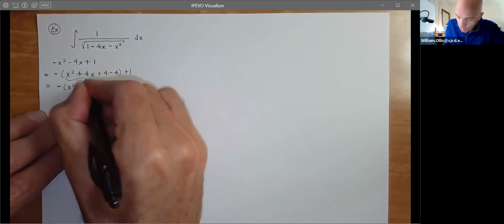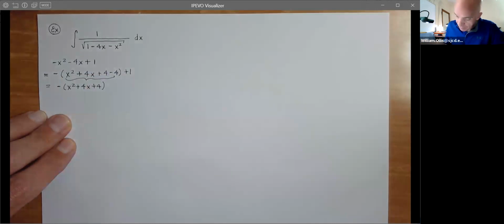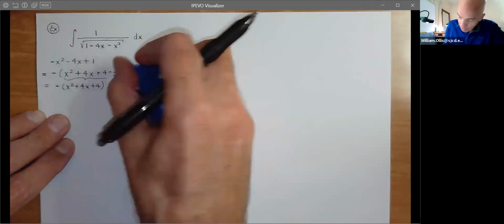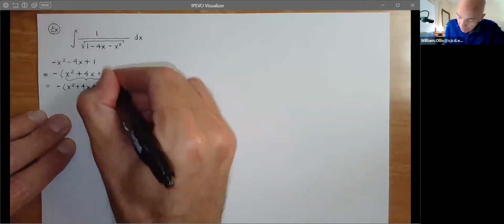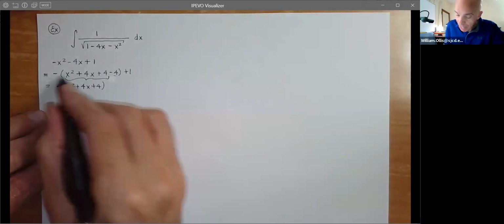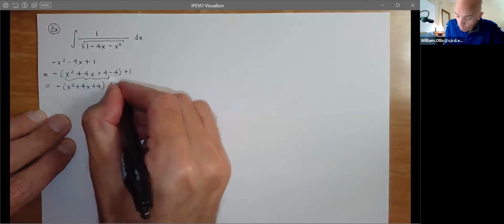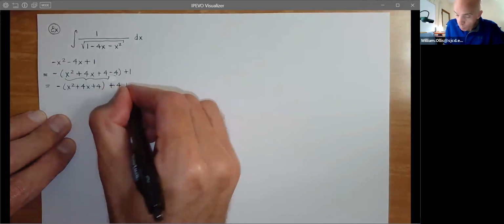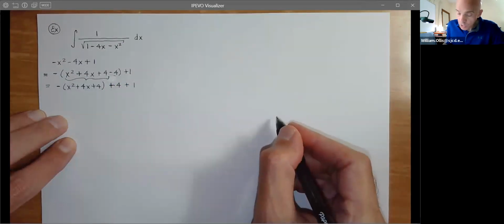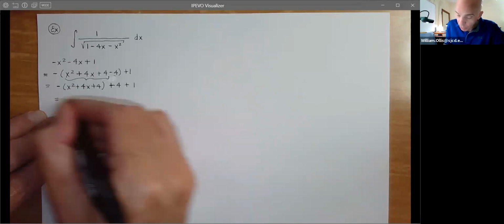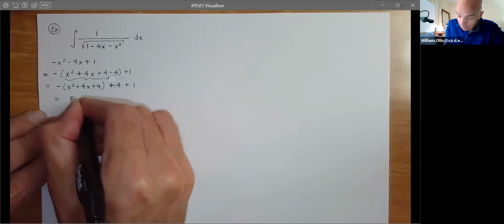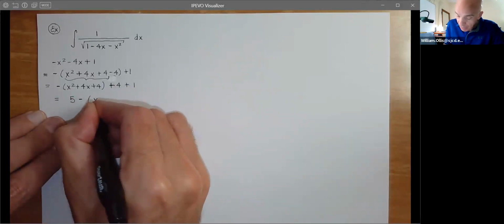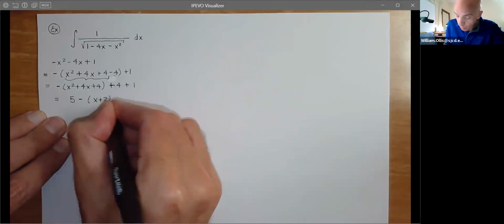So this is the perfect square, which we write here. Let me not take the curly brace over too far. And then, of course, we have the minus minus. So this is a plus 4 plus a 1. So now we can write the perfect square. So if you like, let's transpose. This will just be 5 minus x plus 2 quantity squared.